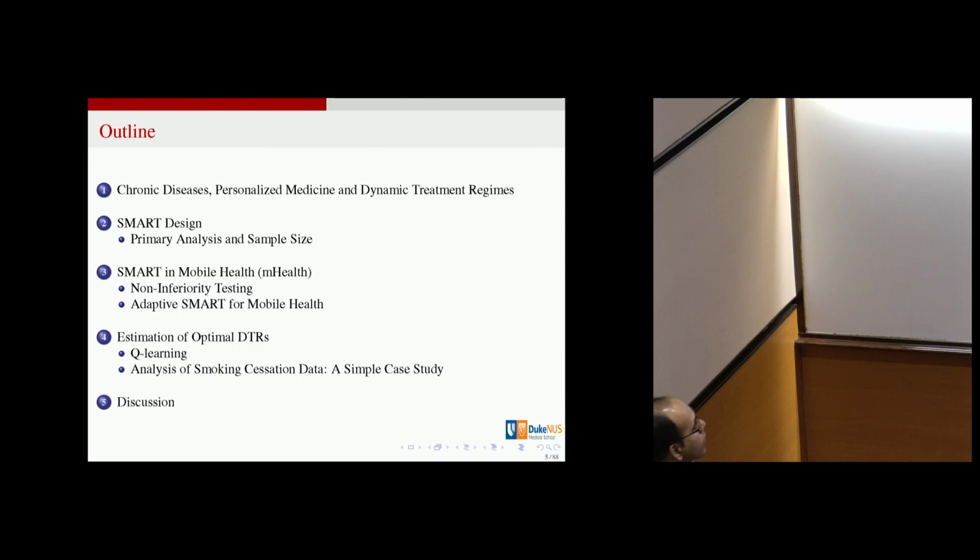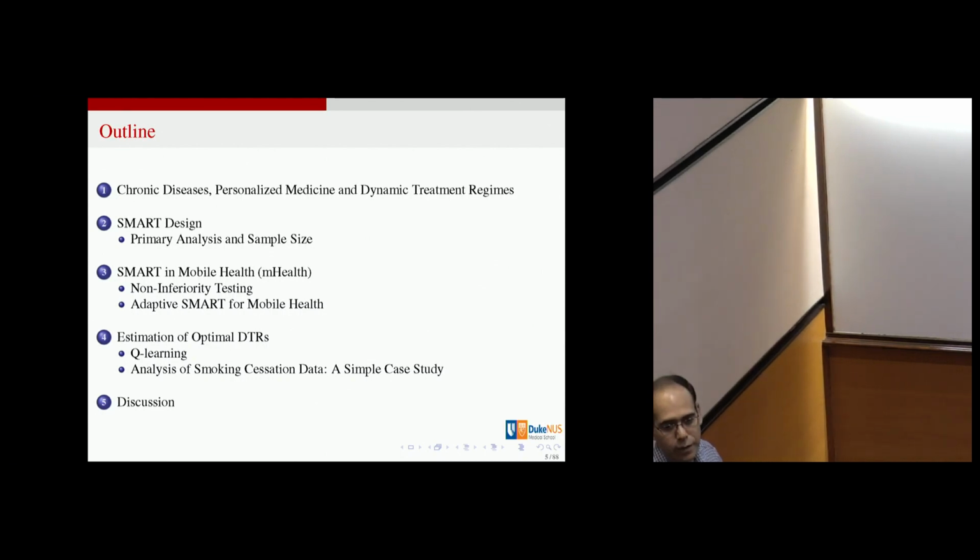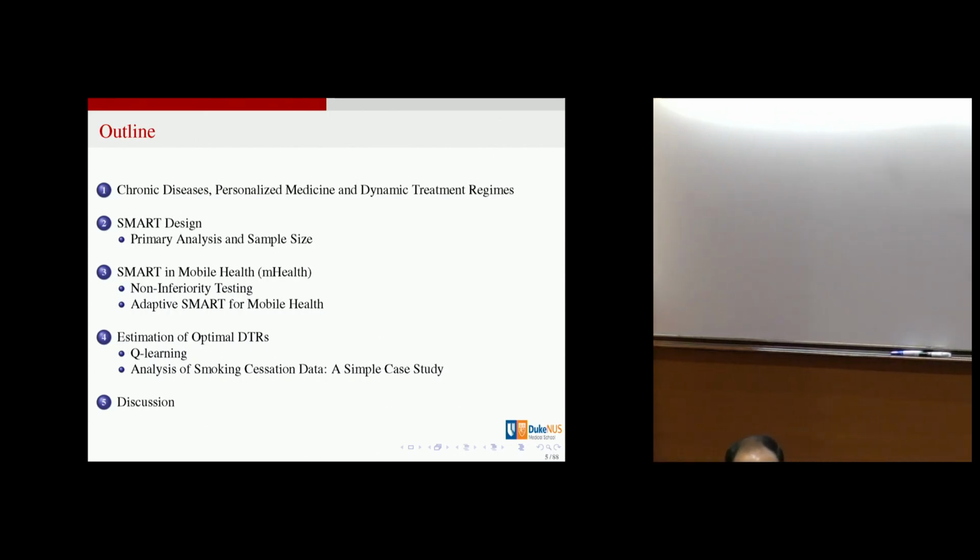Then we'll briefly touch on the estimation of the optimal so-called dynamic treatment regime. Dynamic treatment regimes meaning the treatment sequences, the rules that govern how the treatment should be tailored over time according to individual characteristics, right? So how to estimate those kinds of dynamic treatment regimes, and in that context, we'll review methodology from reinforcement learning in computer science. That's called Q-learning.